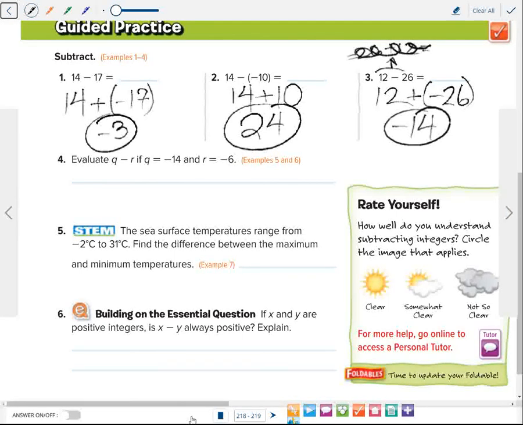Okay, the last one that we're going to do. Q minus R. If Q is negative 14 and R is negative 6, we just have to plug these in. Sometimes it won't be in the same order, so make sure that you are paying attention and applying it the way that the question had it. So we have negative 14 minus negative 6. I'm going to rewrite that as negative 14 plus 6, which comes out to be negative 8.